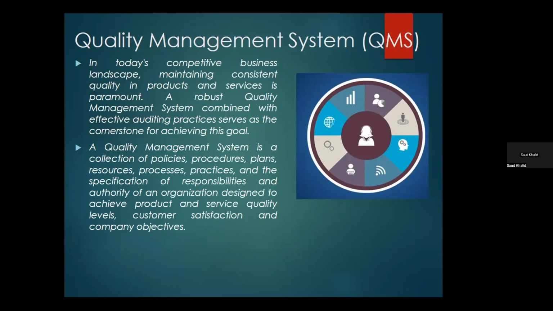QMS is a collection of policies. Any policies, like we have key performance indicators, we have different procedures and plans for our business and industries, and we have developed some production processes and practices for how we're going to do our jobs in that industry or sector of any business, and then how an organization is going to achieve its product and customer service quality and how to satisfy a customer. All of these things are actually clarified and calculated by the quality management system.